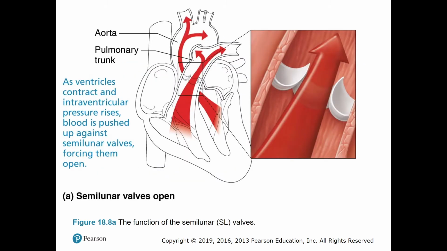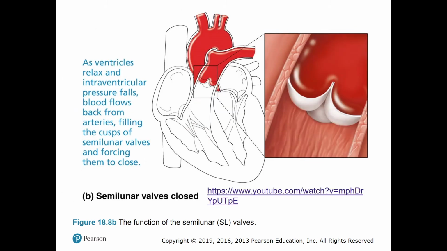Figure 18.8a, the function of the semilunar valves. So in A, the semilunar valves are open. As the ventricles contract and the intraventricular pressure rises, blood is pushed up against the semilunar valves, forcing them open. In figure B, the semilunar valves are closed. As the ventricles relax and the intraventricular pressure falls, blood flows back from the arteries, filling the cusps of the semilunar valves and forcing them to close.